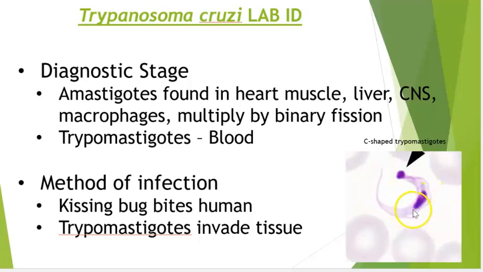They tend to have this curved, C shape for the trypomastigotes. And you can tell this is a blood sample because you have some red cells here that you can see. Again, the method of infection is the kissing bug bites the human, and the trypomastigote stage invades the human tissue.